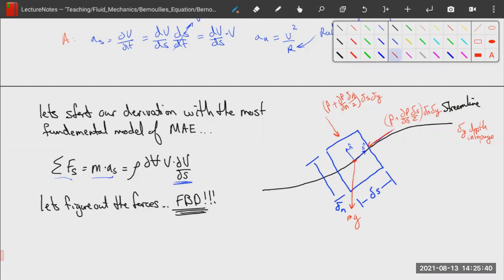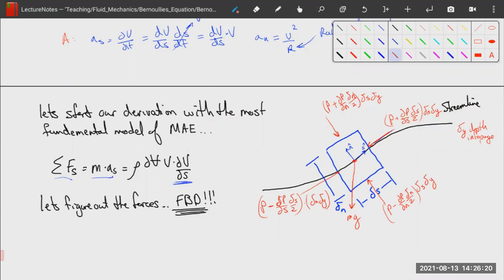On the back side, we have the same thing, except there's going to be a minus sign because we're moving backwards, right? So we're going to have a P minus dp ds delta S over 2 times an area now, which is just going to be delta n delta Y. And on the bottom, we have another pressure. Let's draw that in real quick. We have a P minus dp dn times delta n divided by 2, all that multiplied by delta S delta Y.